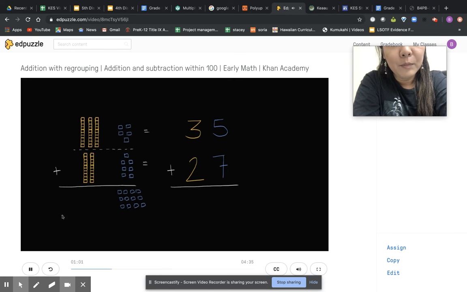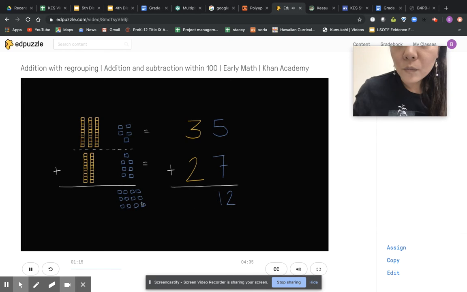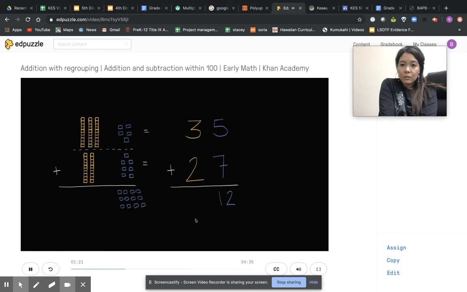Now, you might notice a problem here, because if I take 5 plus 7, I can't write the number 12 in just the ones place. I just need to have one digit. I can't have 2 digits there. So what can we do? Well, what we could do is take 10 of these ones and group them into a 10 and put them into the tens place. What am I talking about?